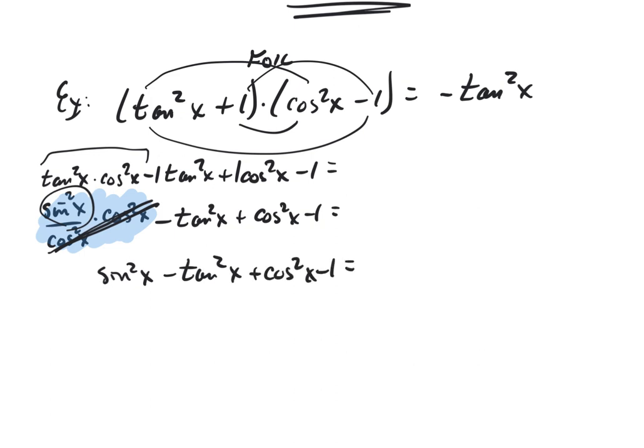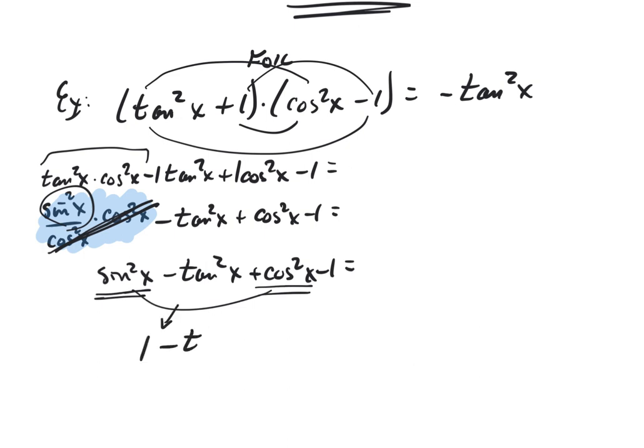Okay, and believe it or not, we're almost done. Right? Can you see anything else we could do? Well, I have a sine squared right here, and I have a plus cosine squared right here, and if I put those two together, and you look at your Pythagorean identities, what is sine squared plus cosine squared always going to be equal to?